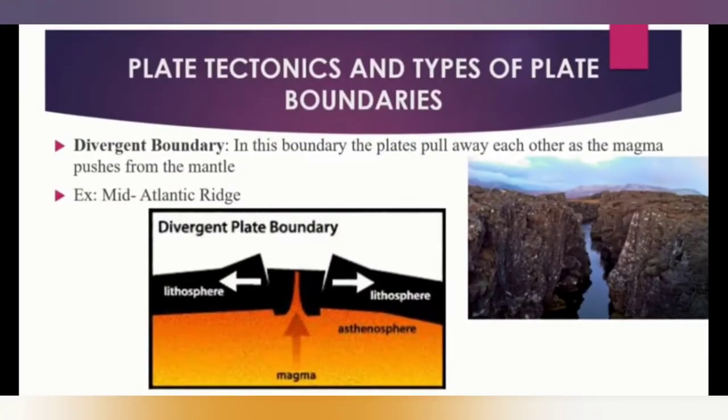Next one, divergent boundary. See, in this boundary, the plates pull away from each other as the magma pushes from the mantle. Look at the picture. It is pulled away from each other. So it is because the magma pushes from the mantle. So in the divergent plate boundary, actually the lithosphere is divided into parts. The magma divides. Example, the mid-Atlantic ridge.